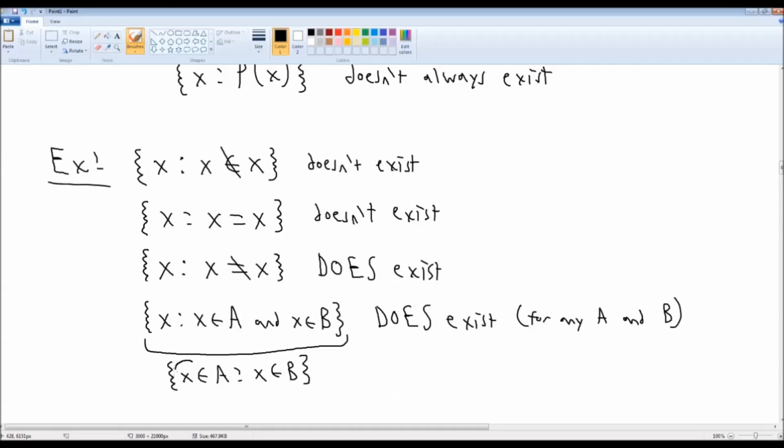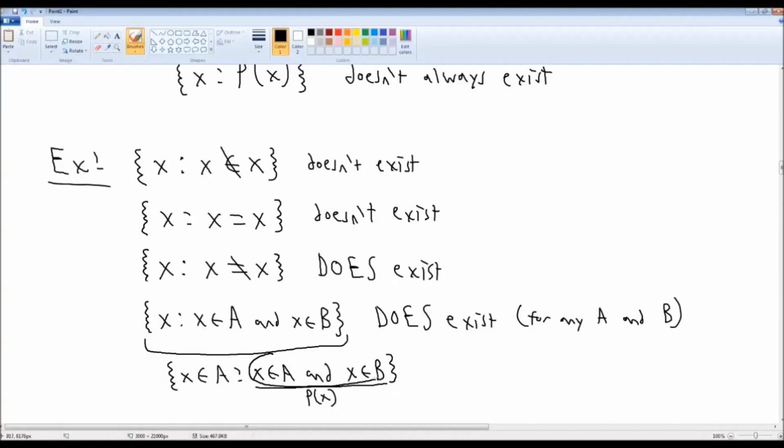It's the set of all x in A such that x is an element of B. Here, x is an element of B would be our property P(x). So we know that this exists by the axiom schema of separation. But there's actually another way we can rewrite this and get the same set. We can also rewrite the set like this: the set of all x in A such that this property is true. We know that this exists by the axiom schema of separation.